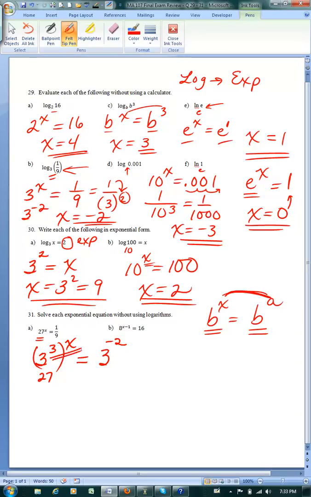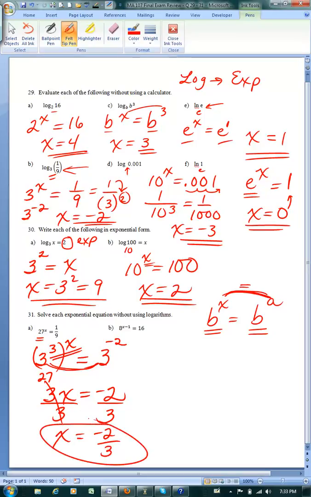So I actually have established a little equation here. When the bases are the same, both of these are base 3, I can set the exponents equal to each other, just like in the above rule over here. So 3x equals -2, divide by 3, and x equals -2/3.